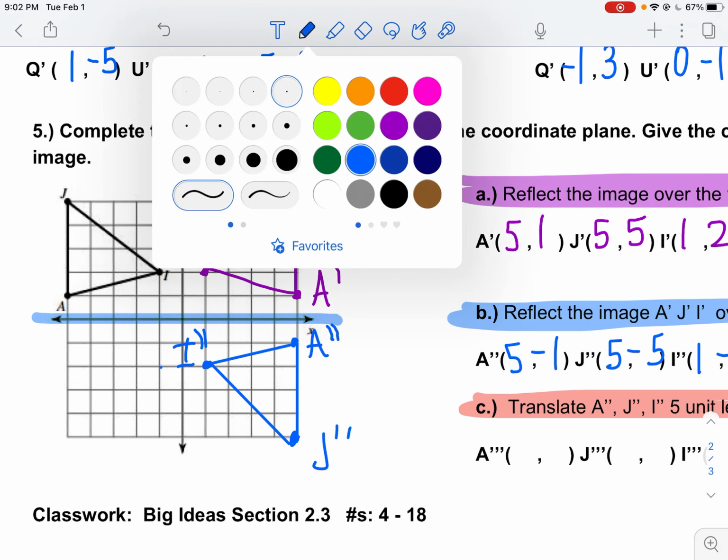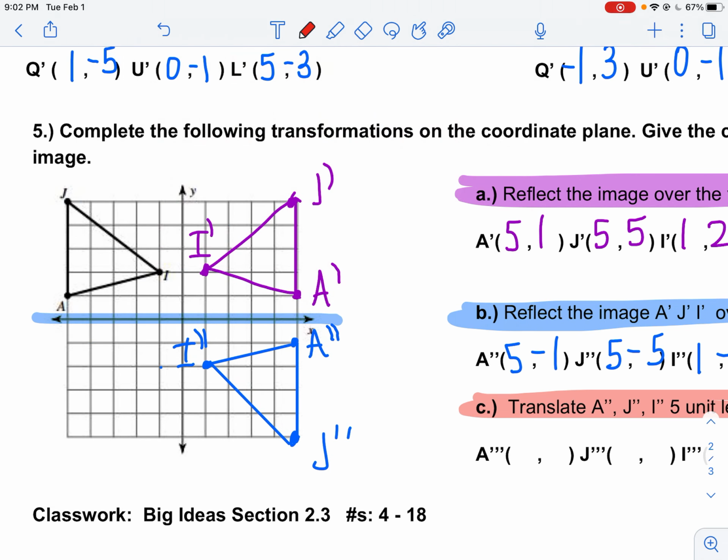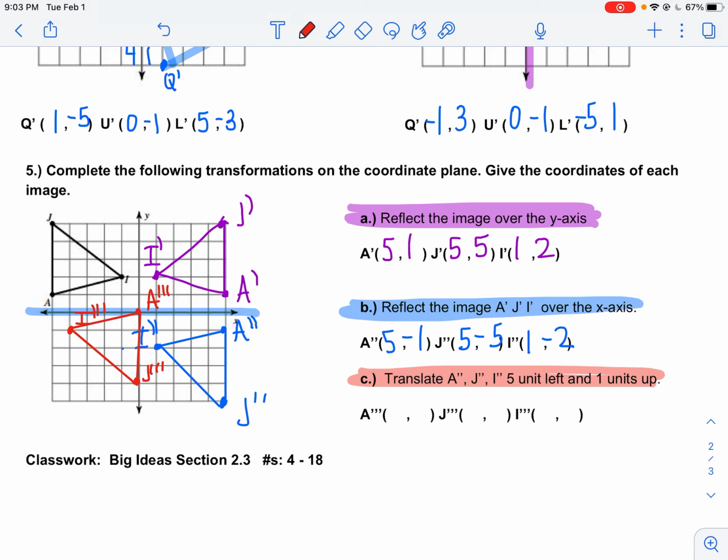Let me change to red. A is going to do the same thing. Make sure you label that triple prime. And J is going to do the same thing. Connect all 3 points. And then put in your new ordered pairs.